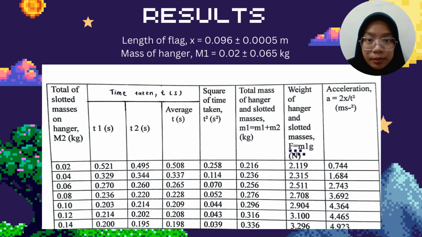So this is the table of results obtained from the experiment, with the length of flag 0.096 plus minus 0.00051 and the mass of hanger 0.02 plus minus 0.065 kg.